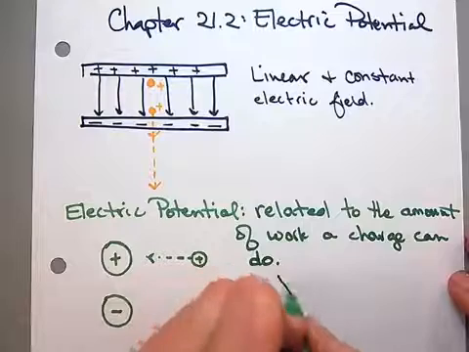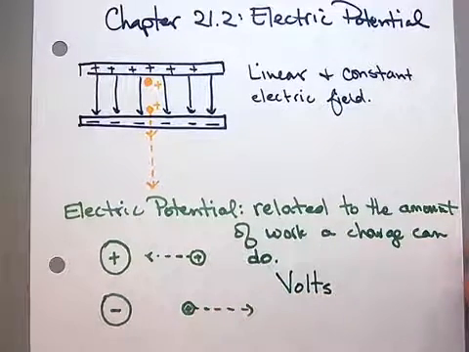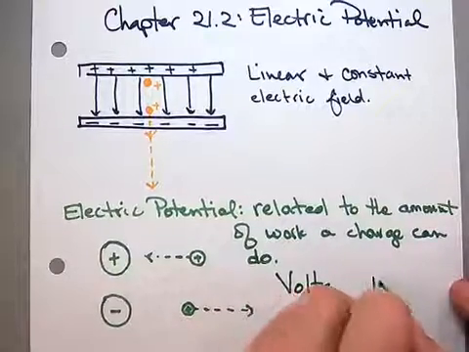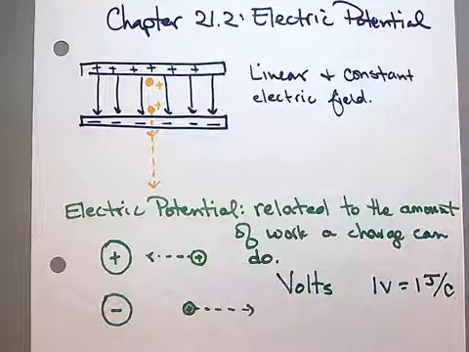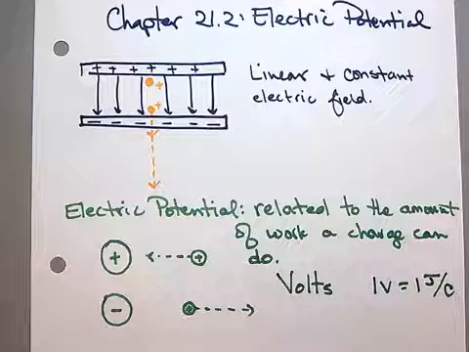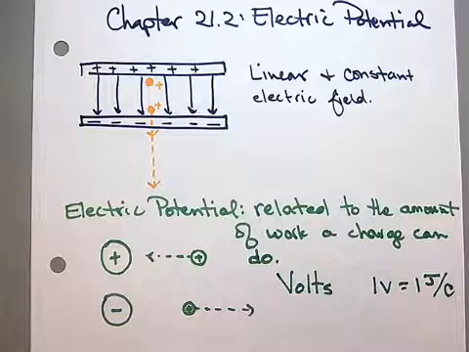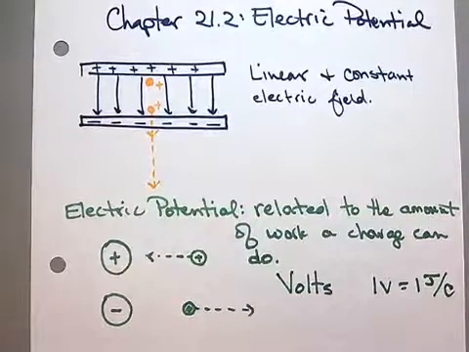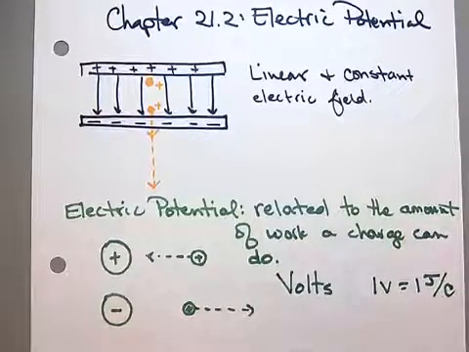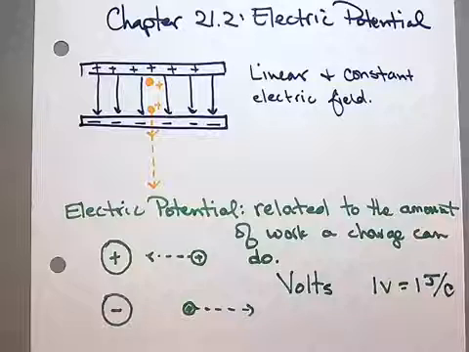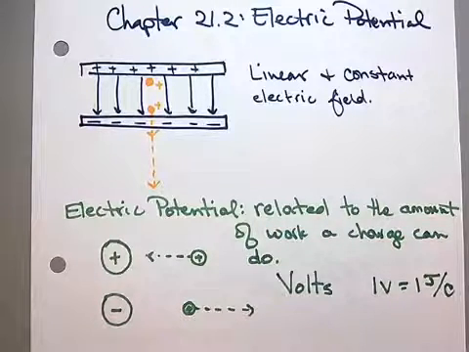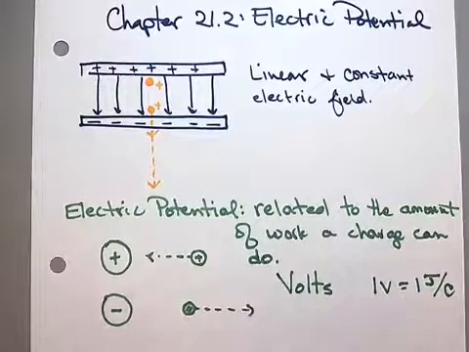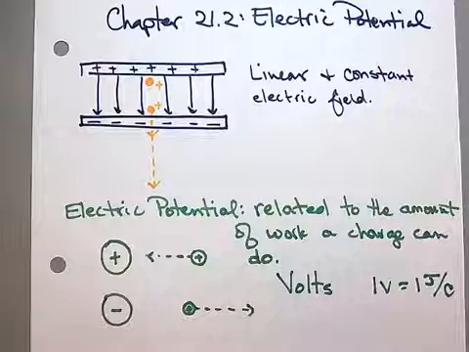My electric potential, guys, is going to be measured in volts. Probably heard that before, right? And 1 volt is 1 joule per coulomb. So if I have 1 volt of electric potential built up, then 1 coulomb of charge could do 1 joule of work. Make sense? Yes. So if I have a 6-volt battery, that's how much voltage has been built up. Then 1 coulomb of charge would do a joule of work.